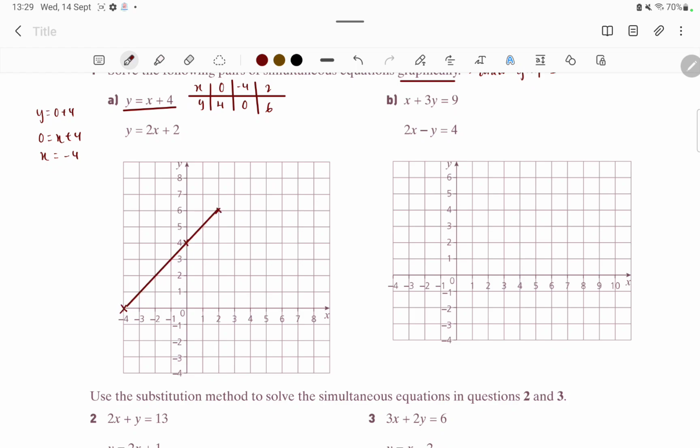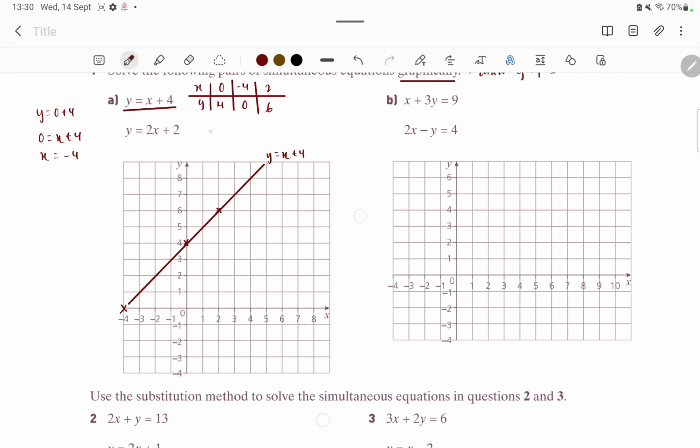Okay, so this should be the graph. And then somehow I want to extend it because we need to solve, we don't know where the intersection is. Okay, so this should be the first one and then we label it y equals to x plus 4.